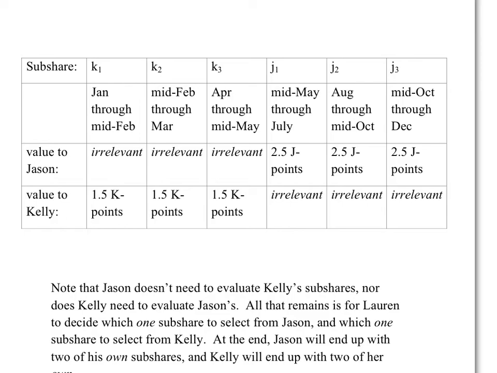Now here's the crucial point. How Jason values Kelly's subshares is completely irrelevant because he's never going to see them again. Right? He's going to end up with exactly 2 of his original subshares, and Lauren will get one of them, whichever one Lauren wishes. Kelly has no interest and no access to any of Jason's original subshares. Kelly's valuations only matter for her own original subshares. She will keep 2 of them, whichever 2 Lauren doesn't take for herself.